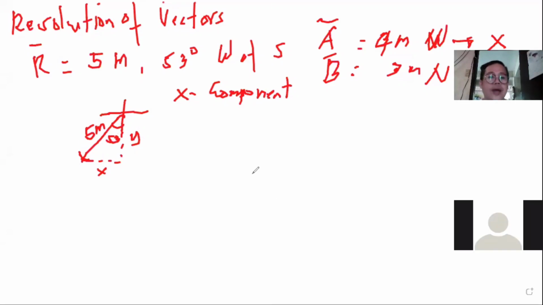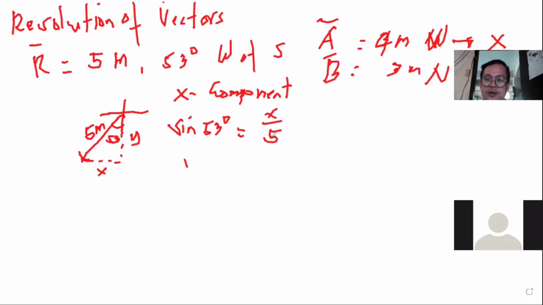Sine, sir. Correct, sine. So you use sine. Therefore, sine 53 degrees is the opposite, which is X, over the hypotenuse 5. Now we are going to get the value of X.